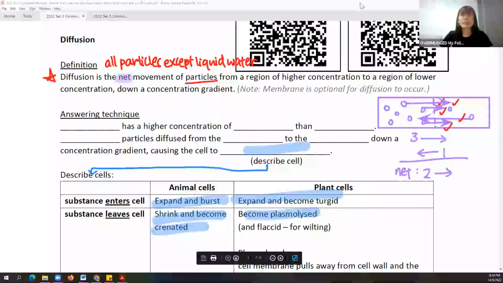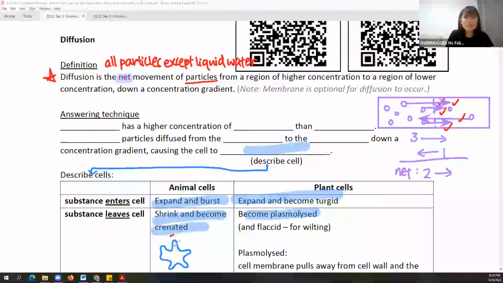Next, what is crenated? Crenated means that they will have this kind of spiky edges. But take note that for biology, you are not allowed to draw sharp edges. When you want to draw spiky, you look over here. Although it is spiky, I don't draw it as pointed. So make sure that in biological drawing, you don't have any sharp edges. This is called crenated, which means having spiky edges.